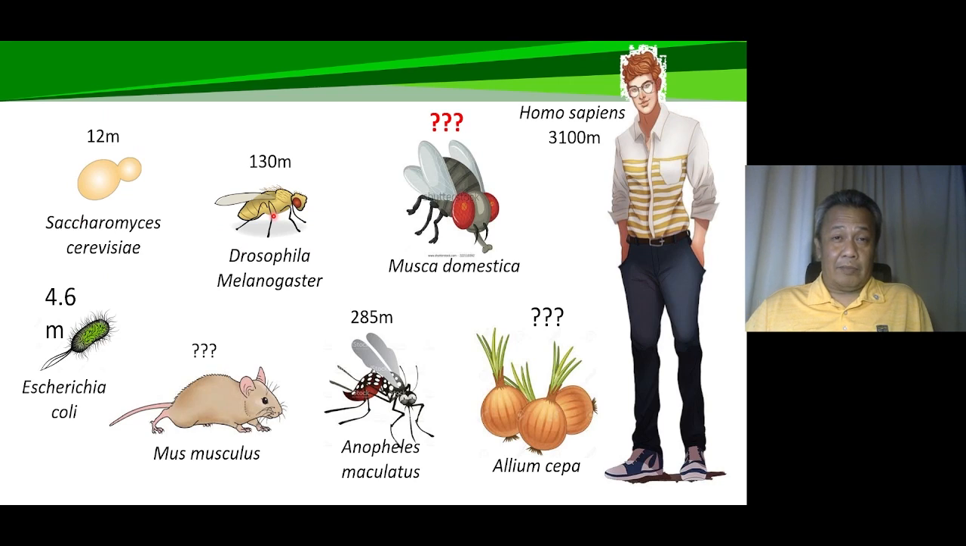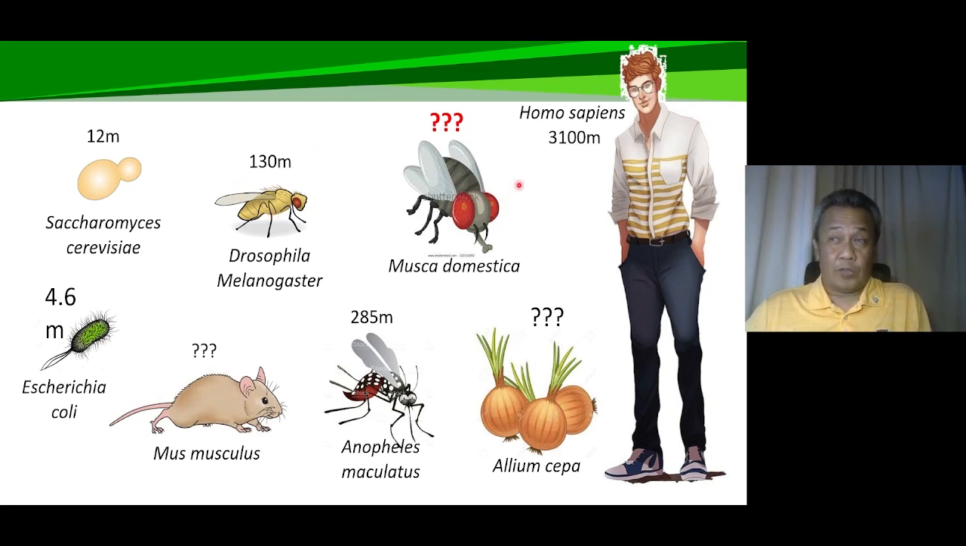Drosophila melanogaster, this is the group of flies that attack fruits. If you leave your bananas on the table and they get a bit too ripe, then you'll see all these tiny flies that go to it. So that's Drosophila. That one has got 130 million.